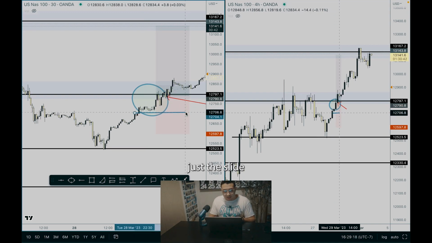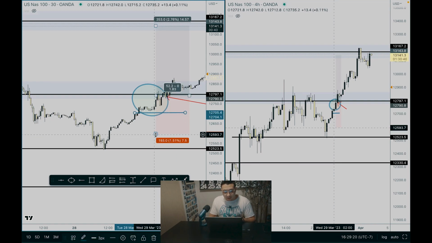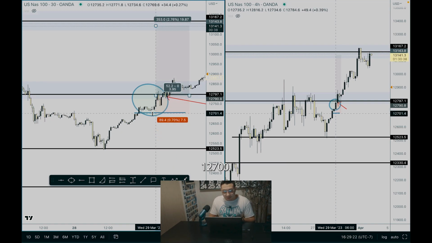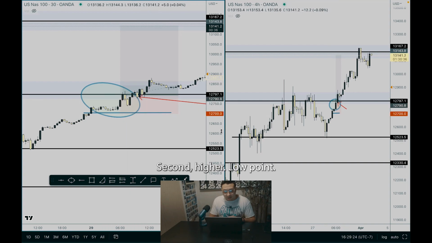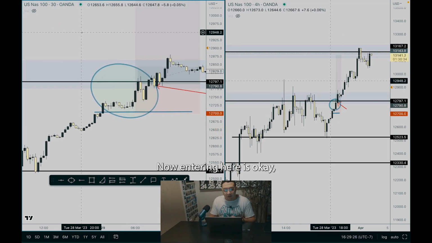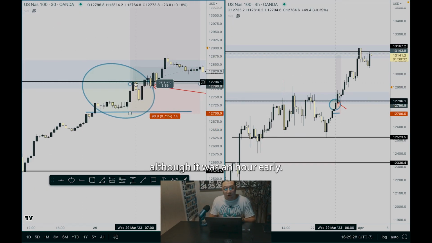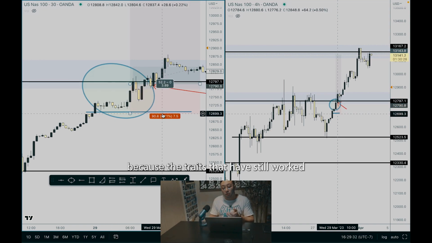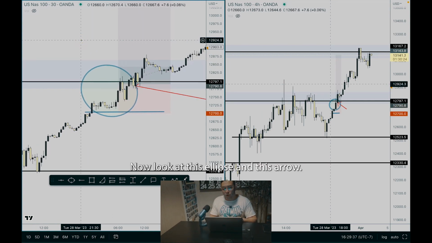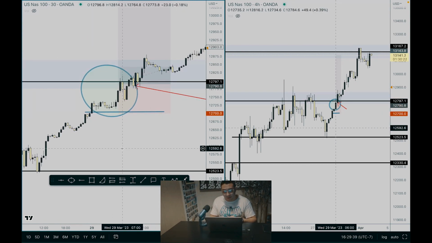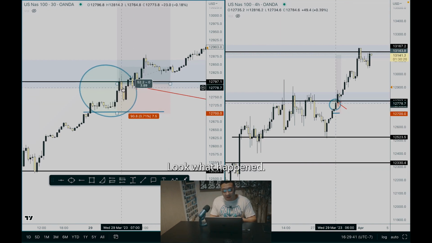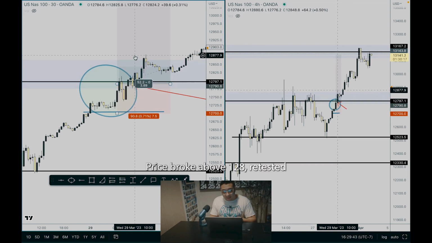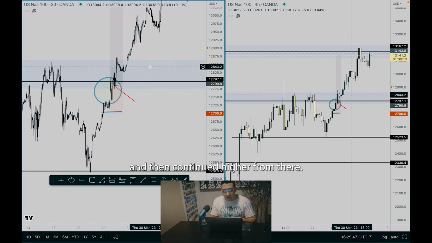Let's adjust this line and make it a little straighter. Okay, so after that we reduced our stop loss from 12600 to 12700, the second higher low point. Now, entering here is okay. Although it was an hour early, that doesn't matter because the trade setup still worked. Our risk was managed. We managed the trade effectively. Now look at this ellipse and this arrow. Look what happened. Price broke above 128, retested this broken resistance as support, and then continued higher from there.